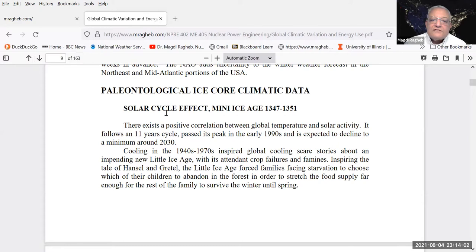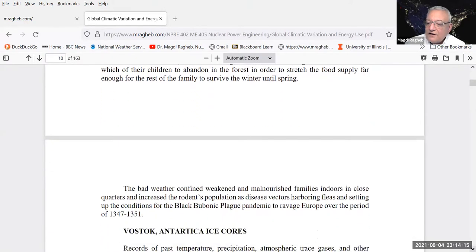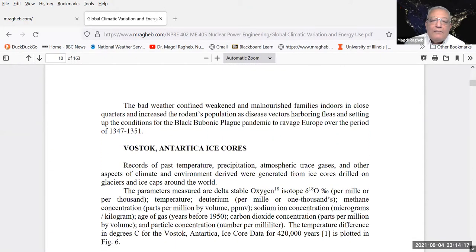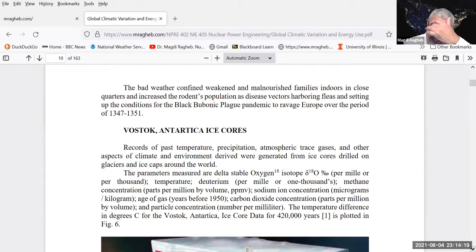So we know, for instance, that there was a solar cycle effect in what was called the mini ice age from 1347 to 1351. The solar cycle reached a minimum, and the River Thames in the UK, for instance, is known to have totally frozen. People would go there ice skating on the River Thames, which is now water.